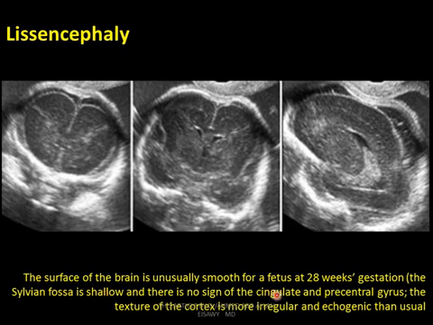Agyria, for a fetus at 28 weeks gestation: the sylvian fossa is shallow. There is no sign of cingulate gyrus and precentral gyrus. The texture of the cortex is more irregular and echogenic than usual. Lissencephaly, agyria. بنحس ان surface of the brain ممسوح. No gyri features as we know it normally.